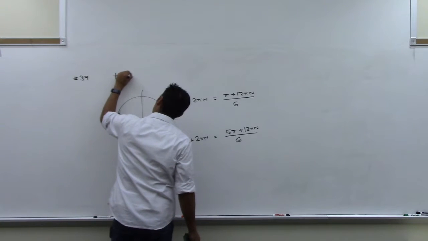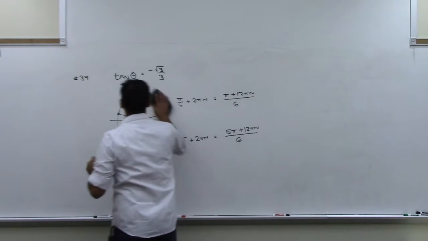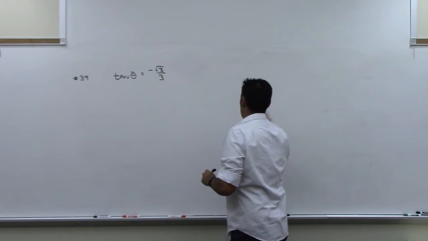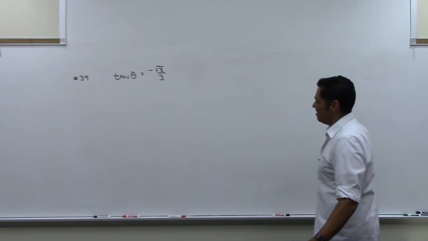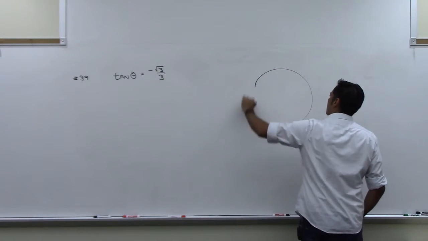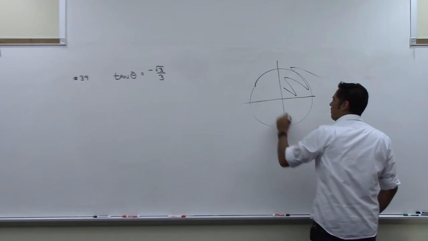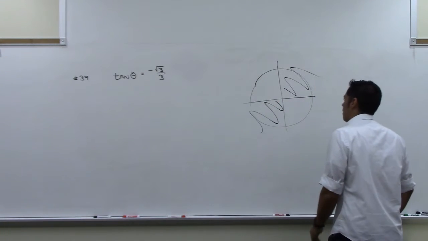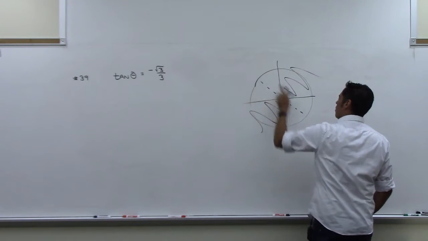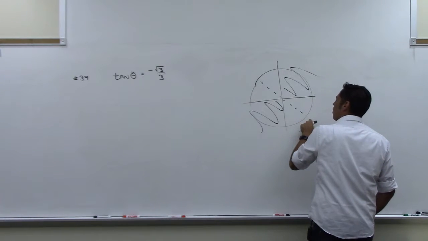39, tangent theta is negative root 3 over 3. This one's a little tricky. So you're trying to figure out where tangent is negative root 3 over 3. Okay, so let's start ruling some things out. We can't be here because tangent's positive there. We can't be here because tangent's positive there. We cannot be at the 45s because there the x and y coordinates are the same but off by a sign. So we would get -1 there, -1 there.